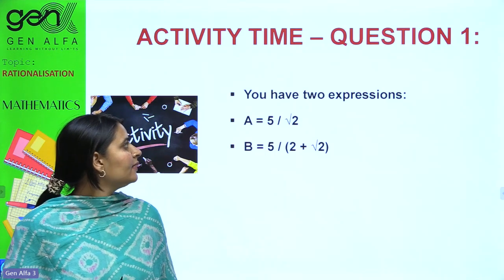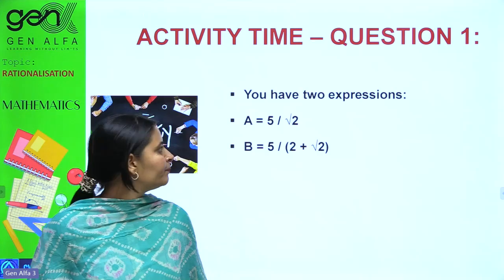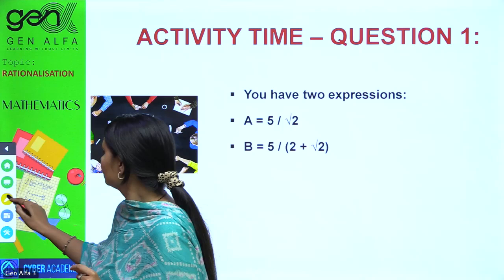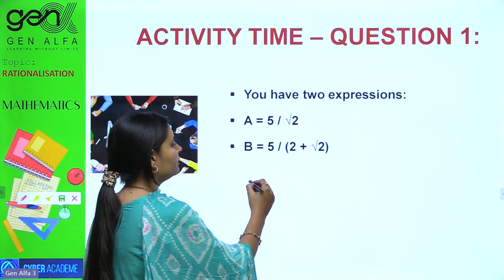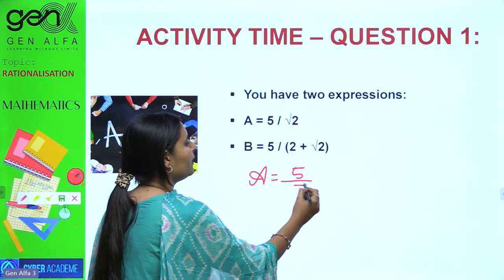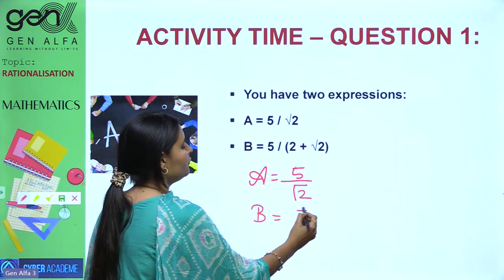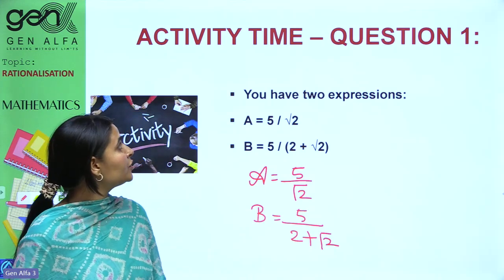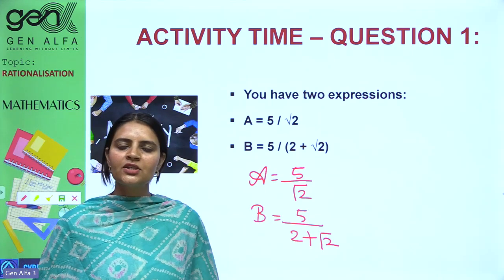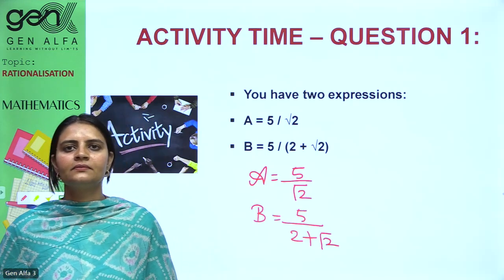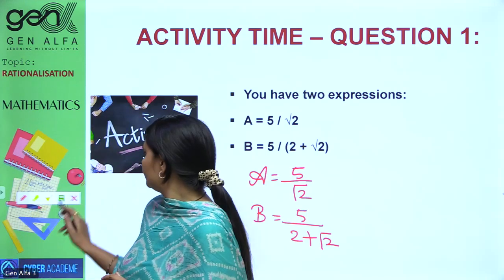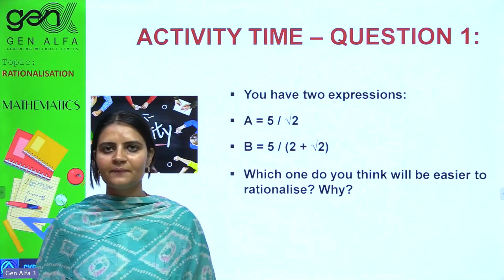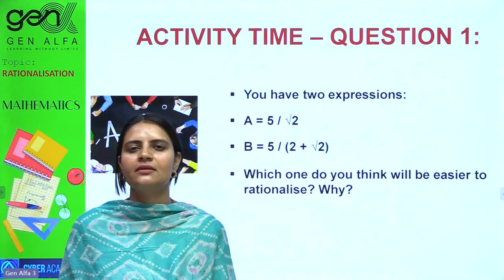You have two expressions. A is 5 by under root 2 and the second is 5 by 2 plus under root 2. Just write them in the standard form. A is 5 by under root 2. B is 5 by 2 plus under root 2. What is the question? Have you noted these two expressions? Which one do you think will be easier to rationalize?